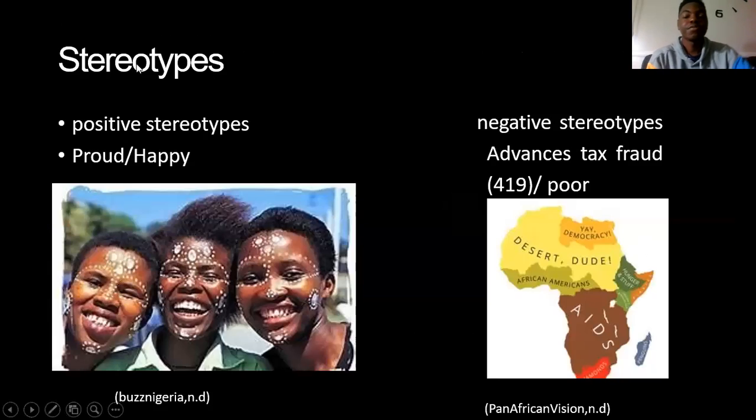So these are stereotypes in Nigeria. These are positive stereotypes and negative stereotypes. The positive ones are that Nigerians are proud and happy, which is true. We do have a lot of happiness, and we can say that for all of us. We also have a lot of natural resources, since it's an African country, and Nigeria has very strong natural resources. In fact, almost the most in the world, or at least maybe top 10.